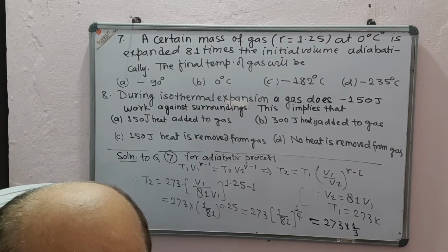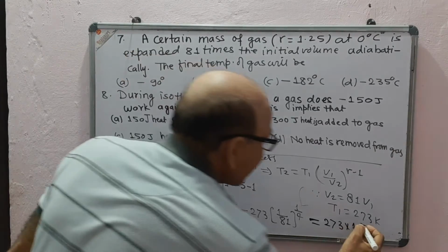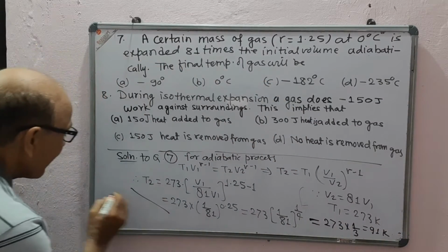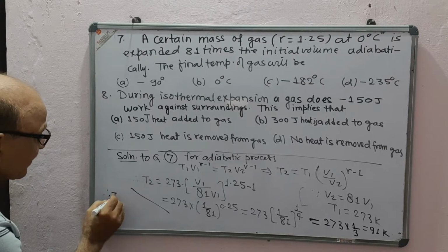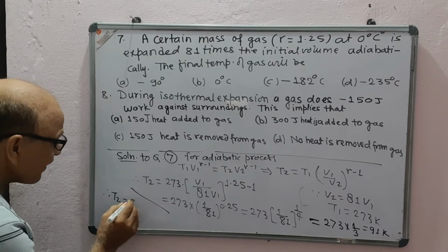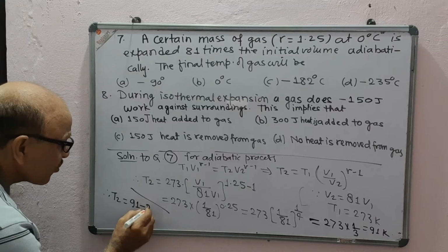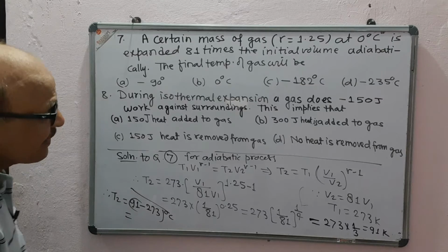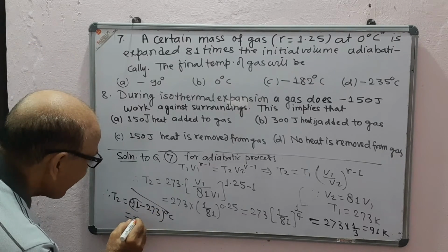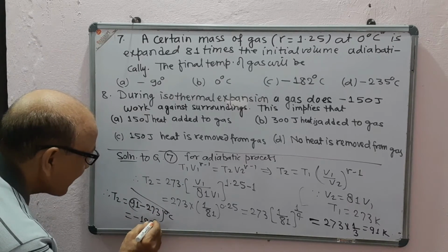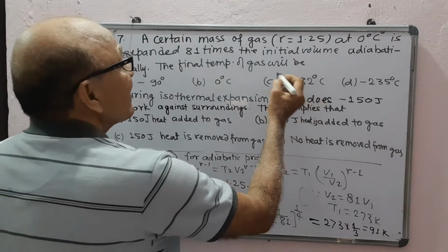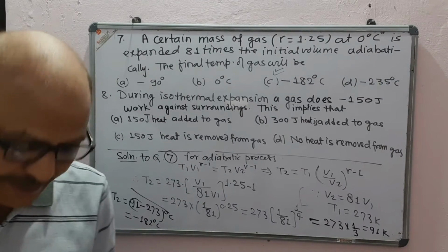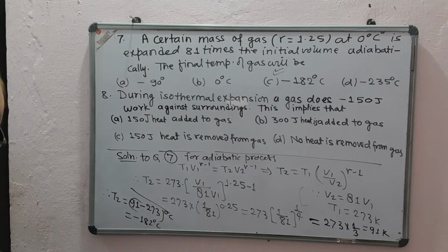which will give 91 Kelvin. Therefore T2 will be equal to 91 minus 273 degree Celsius, which will be minus 182 degree Celsius. The correct answer is this one. Next, question number 8.